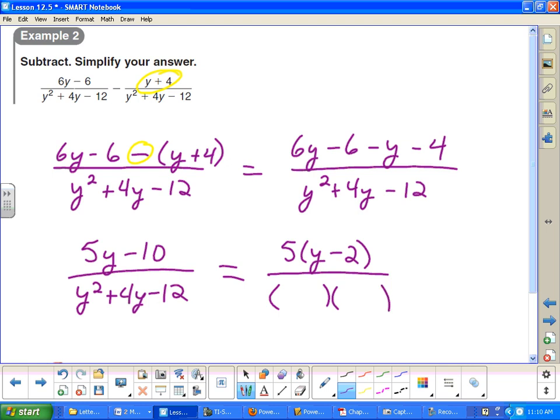So we factor the denominator. What are the factors of negative 12 that when I combine them, I get positive 4? Okay. Plus 6 and minus 2. All right, so y plus 6 and y minus 2. And so we do have a common factor of y minus 2. So this is equal to 5 over y plus 6.